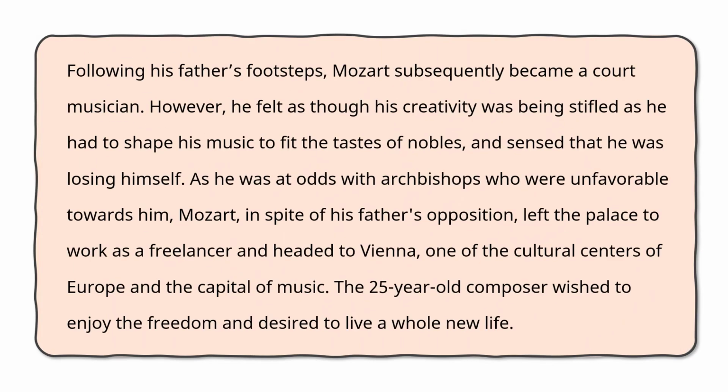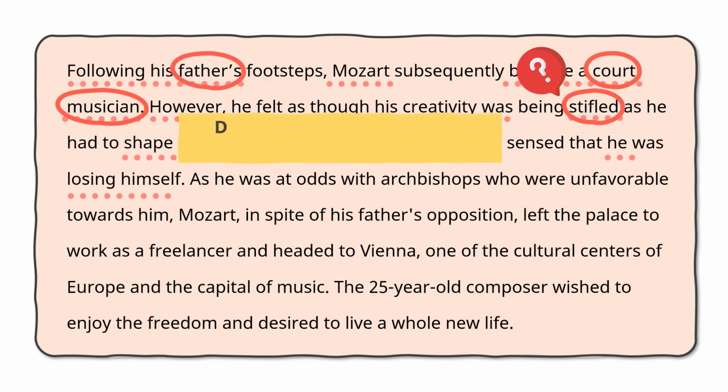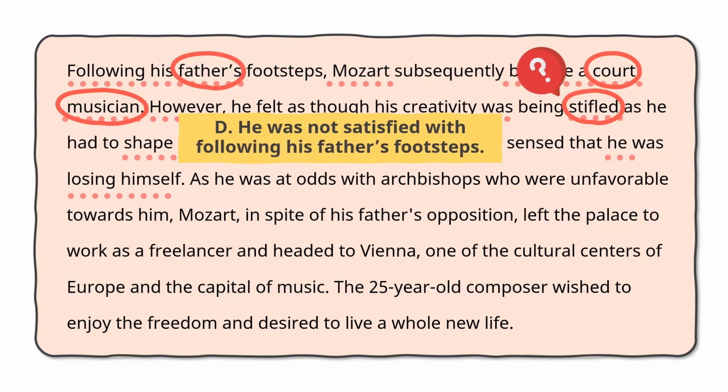We start from the first sentence. Follow his father, Mozart became court musician. You see father called musician before, right? However, pay attention to transition words. The next sentence is very long. His creativity was stifled. I didn't know what stifle means, but we can keep skimming through. Shape music to fit nobles. He lost himself. You don't need to know stifled, but you still can understand that Mozart worked as a court musician like his father, but he didn't like to fit nobles. The correct answer may be D. But we keep skimming through to confirm that other answers are not correct.